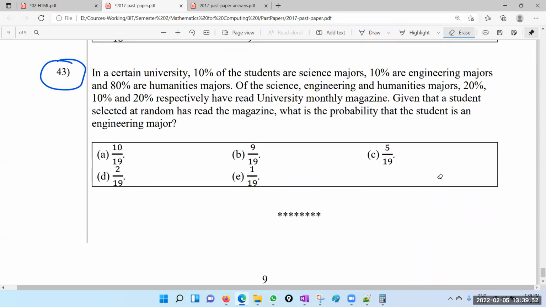In a certain university, 10% of the students are science major. 10% are engineering major. 80% are humanities major. Right. So now we can say it's 100%. Now assume that they are not major is major, right?